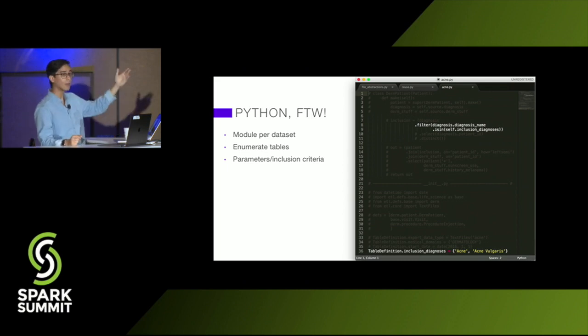So within the ETL, I don't actually have to touch the code in the ETL to change my inclusion criteria. I just say filter the diagnosis table to be whatever that class variable happens to be. So then at runtime, obviously this module gets loaded, and then all the parameters get injected properly, and then your table gets created. You only have to write the ETL once.